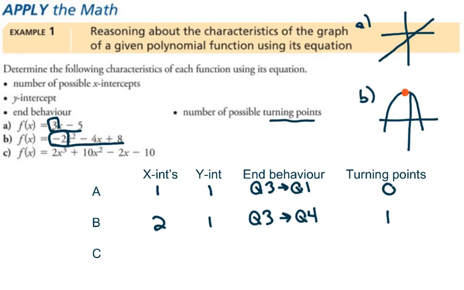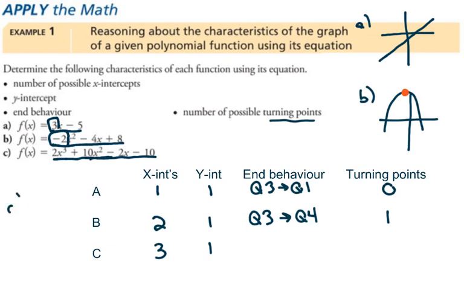Looking at C, most complicated of the functions, 2x cubed plus x squared minus 2x minus 10. This is a degree 3 polynomial, so we could have a maximum of 3 x-intercepts. We will always have one y-intercept.